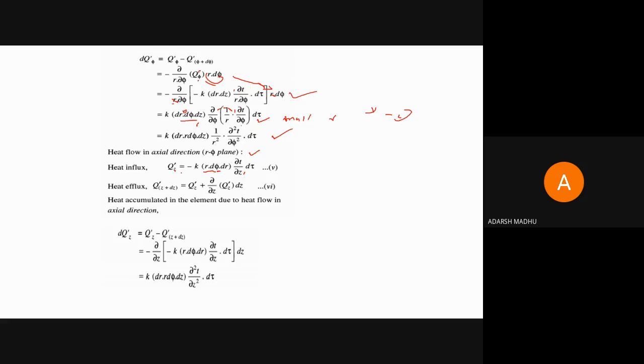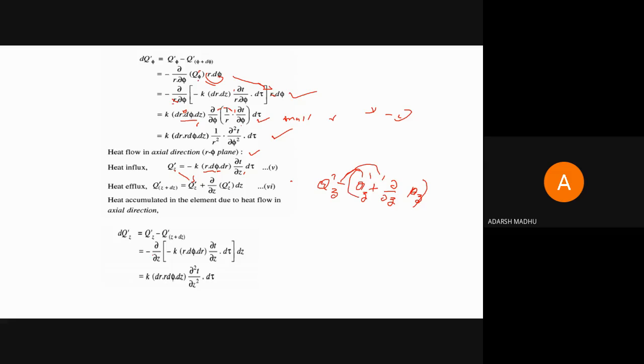For heat efflux, it is the input plus some derivative of the input. So Q dash of z plus dou by dou z of Q dash of z. Okay, the heat accumulated in the element direction becomes the heat influx minus heat efflux, that is Q dash of z minus Q dash of z plus dou by dou z of Q dash of z. Again it is in bracket. So we apply the negative sign inside the bracket, the Q dash of z and Q dash of z get cancelled, and the remaining term will be negative of dou by dou z of Q dash of z.